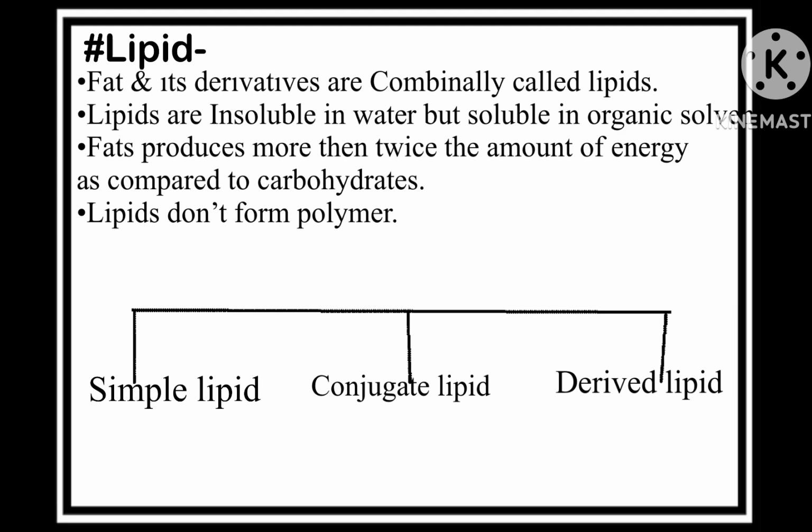What is lipid? Lipid is something which is fat, and fats and their derivatives combined are called lipids. Lipids are generally water insoluble, which means they are non-polar. But they are soluble in some organic solvents like acetone, which is in nail paint, and chloroform, benzene, hot alcohol, ether, etc. Now if we compare lipid with carbohydrates, we'll see that fats and lipids produce more than twice the amount of energy as compared to carbohydrates.